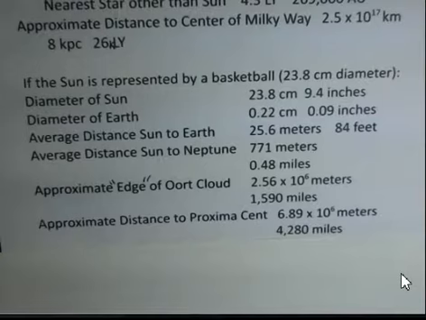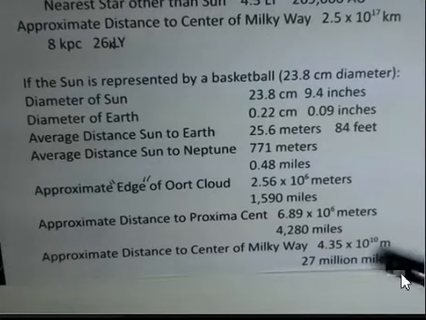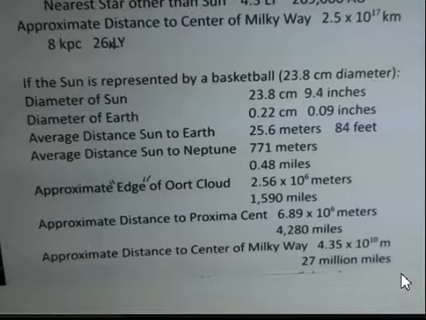Approximate distance to the center of the Milky Way. So this is getting hard to visualize. Basketball in one place, 27 million miles away, we have the black hole at the center of the Milky Way galaxy. So there's a huge distance. We are nowhere located close to the center of the Milky Way galaxy. In terms of kilometers, roughly 4.4 times 10 to the 7th kilometers. So 43 million kilometers away from the center of the Milky Way galaxy when the Sun is represented by the size of a basketball.